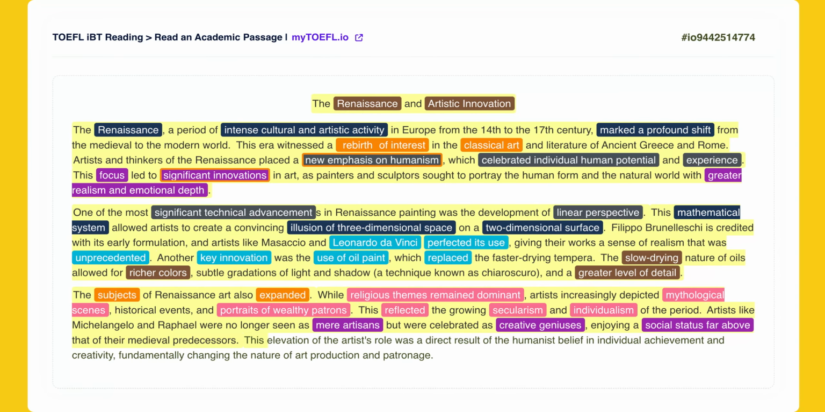This elevation of the artist's role was a direct result of the humanist belief in individual achievement and creativity, fundamentally changing the nature of art production and patronage. The final sentence wraps it all up. It changed art production and patronage. This shows how ideas, status, and art were all interconnected during the Renaissance.